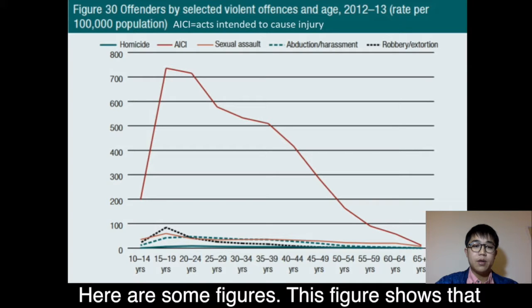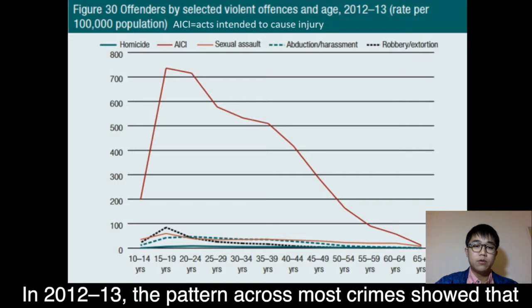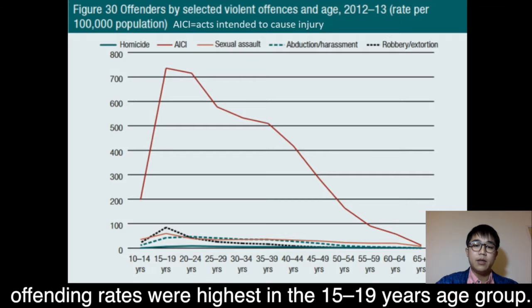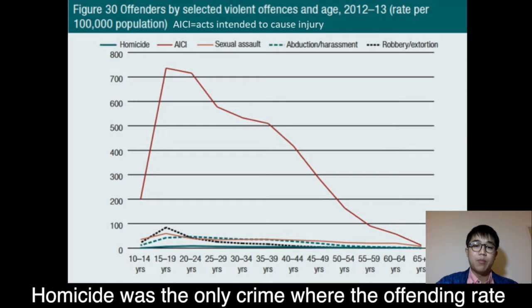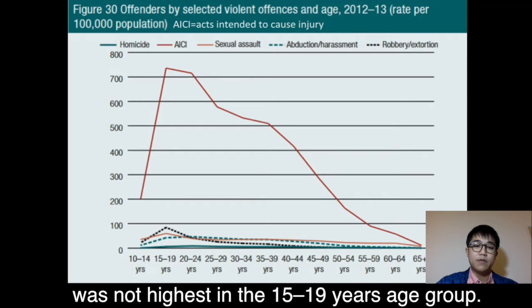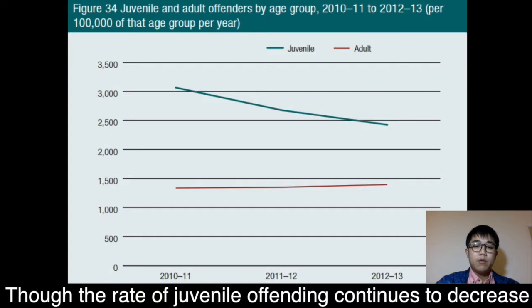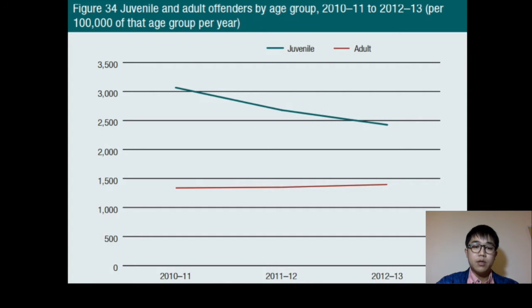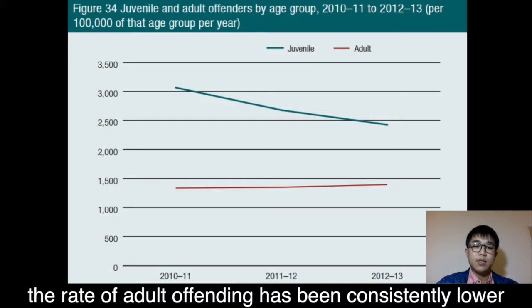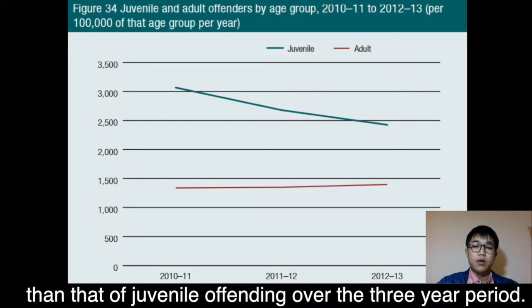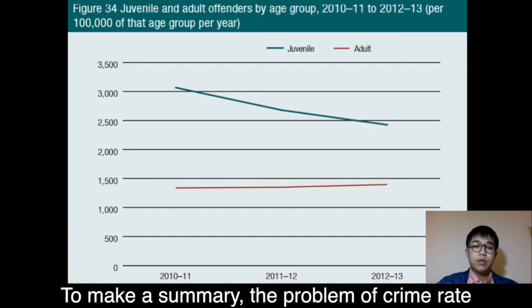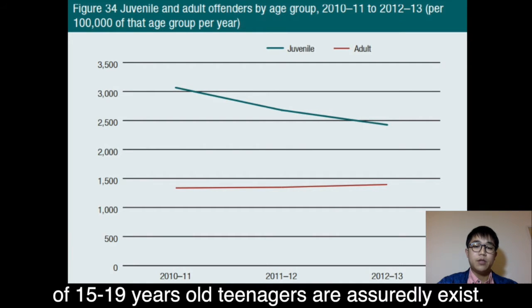Here are some figures. This figure shows that in 2012 to 2013, the pattern across most crimes showed that offending rates were highest in the 15 to 19 years age group. Homicide was the only crime where the offending rate was not highest in the 15 to 19 years age group. This figure shows that though the rate of juvenile offending continues to decrease, the rate of adult offending has been consistently lower than that of juvenile offending over the 3-year period. To make a summary, the problem of the crime rate of 15 to 19 year old teenagers assuredly exists.